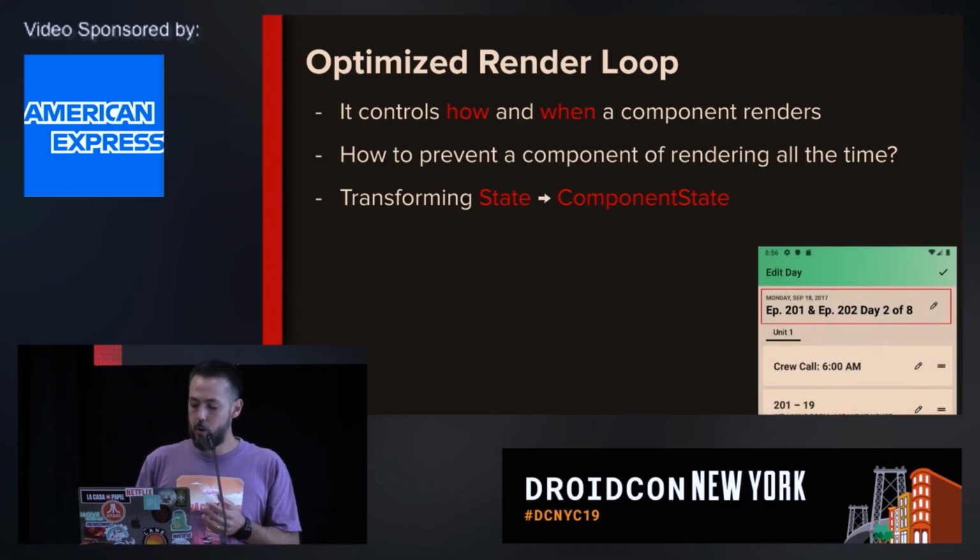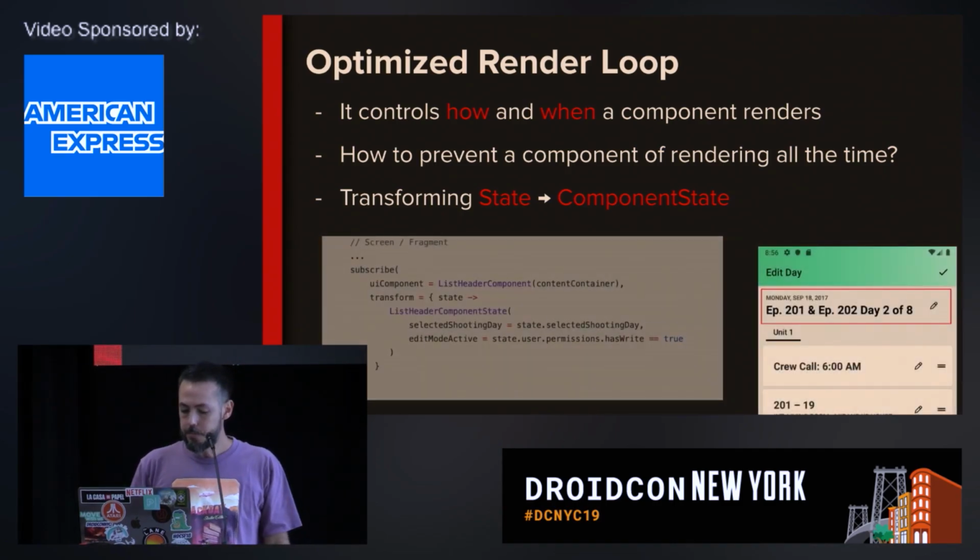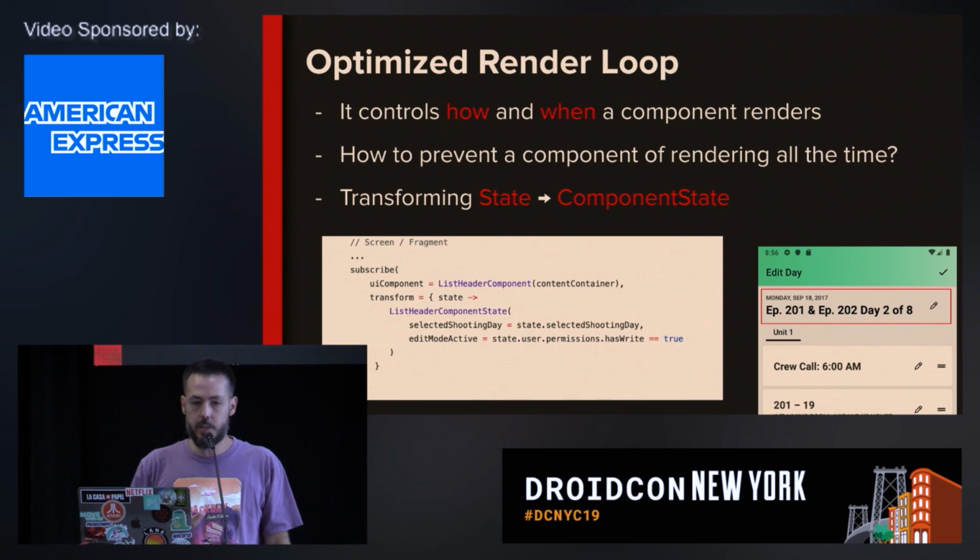So let's go back to our component again. And here we are going to see how the code looks like. Every time we subscribe a component, we will pass the UI component instance, and then we have a transformation function which will transform the global state into the state that the component cares about. And if you look at this example here, what dictates if the button will show up for the edit mode is the permissions of the user in the global state.